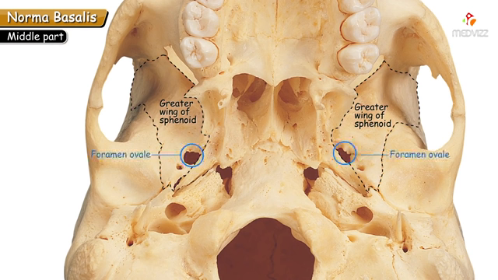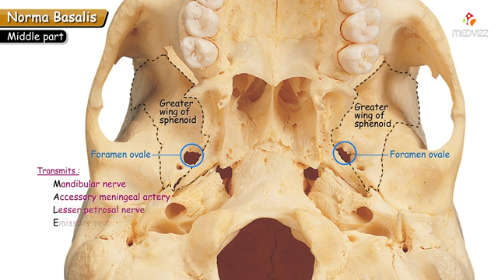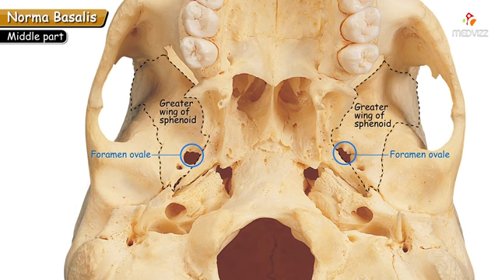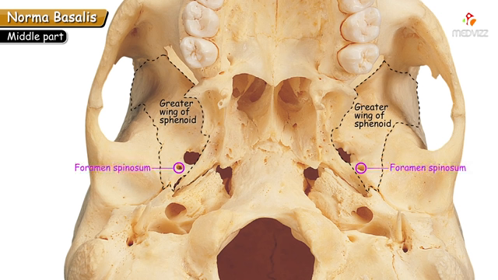One is the foramen ovale, which is very prominently seen and oval in shape, so it is called foramen ovale. To remember the structures passing through this foramen ovale, we can make a mnemonic as MALE, M-A-L-E. M stands for mandibular nerve, A for accessory meningeal artery, L for lesser petrosal nerve, and E for emissary vein. So these are the structures passing through foramen ovale. Posterolateral to this foramen ovale, there is a tiny foramen, which is termed foramen spinosum.